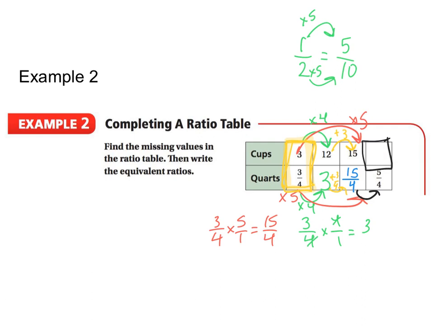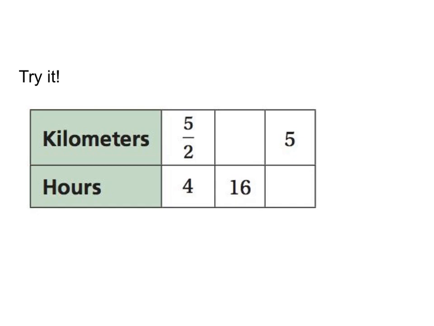Now, for the final box that's missing from our table, I see that from 15/4 to 5/4, I'm just dividing by 3. So I'm going to go ahead and do that here, divide by 3. As long as I'm being consistent with both of my quantities, I can either multiply or divide by the same number. And so 15 divided by 3 would be 5, and so I know that's the matching number there. So a couple of different ways you can complete a ratio table.